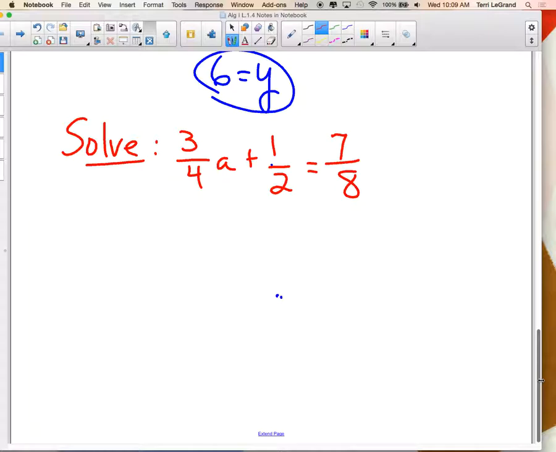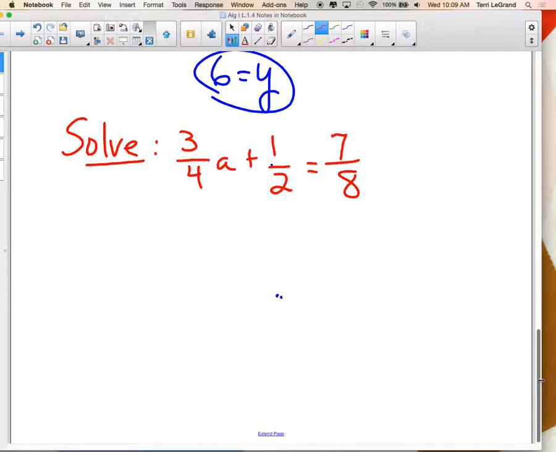Okay, why? What are we going to have to do when we solve? What would be our first move in solving this one, before we maybe even rename it? Devin? Subtract 1/2. So we're going to have to subtract 1/2 from both sides.